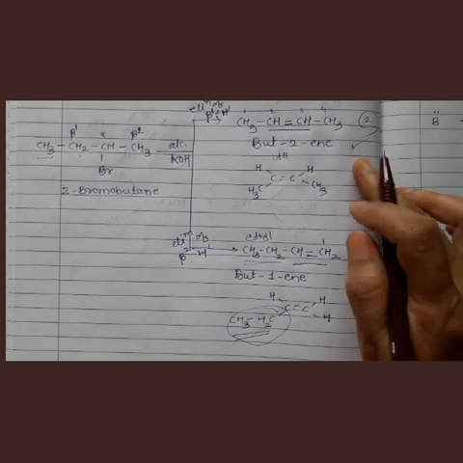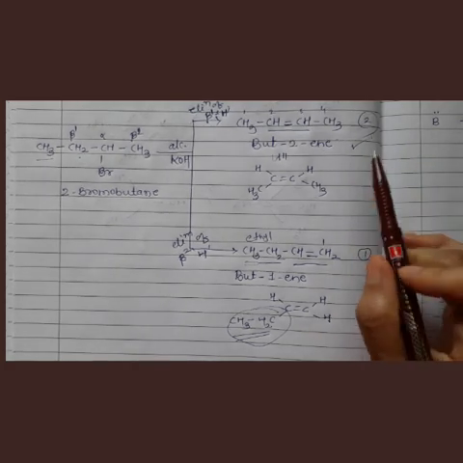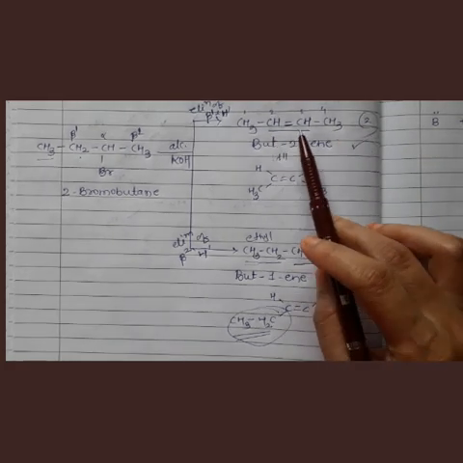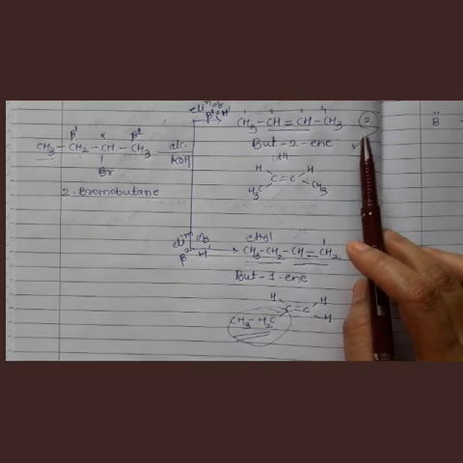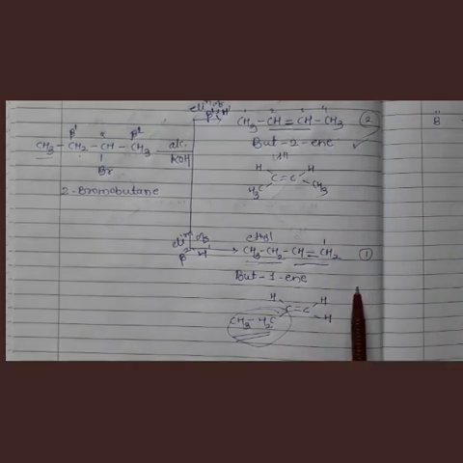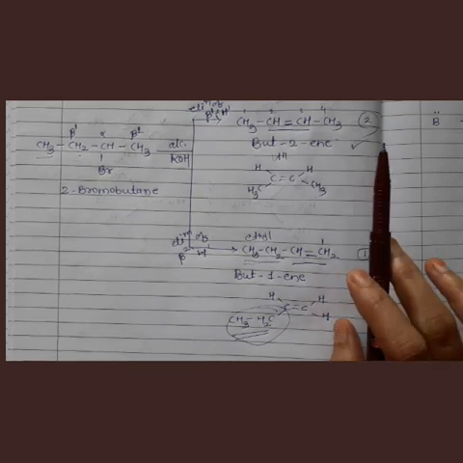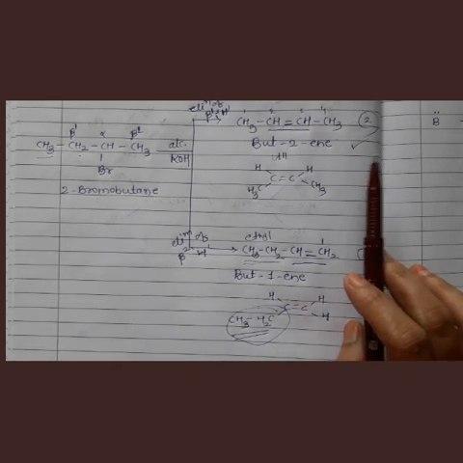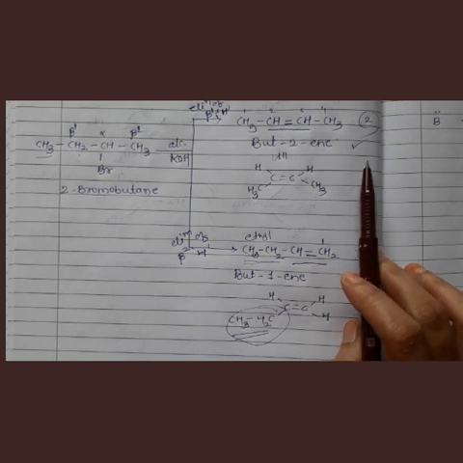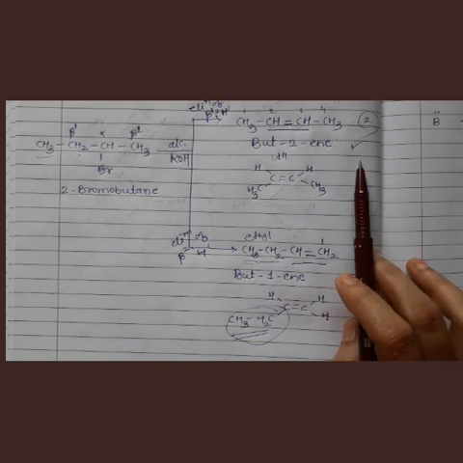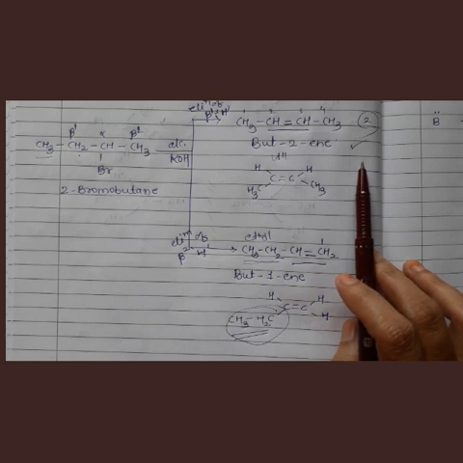So this product is most preferred. The number of alkyl groups attached to the doubly bonded carbon atoms is greater in this case, here 2 and here 1, and that's why this product is the most preferred product according to Saytzeff rule of elimination in case of dehydrohalogenation reaction. Understand? So this was elimination reaction, dehydrohalogenation.